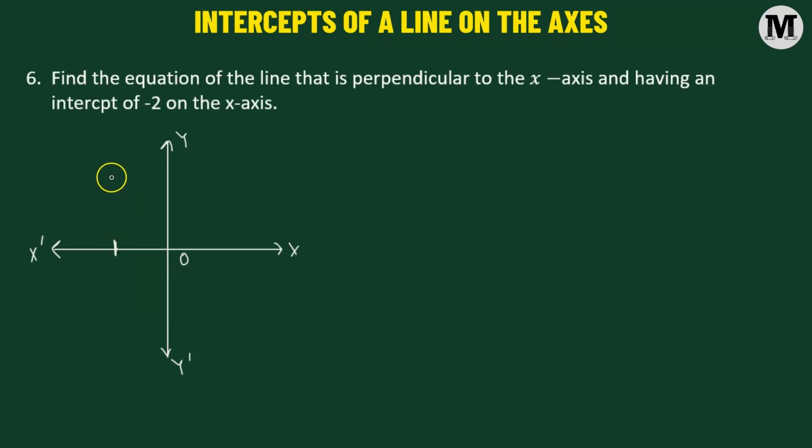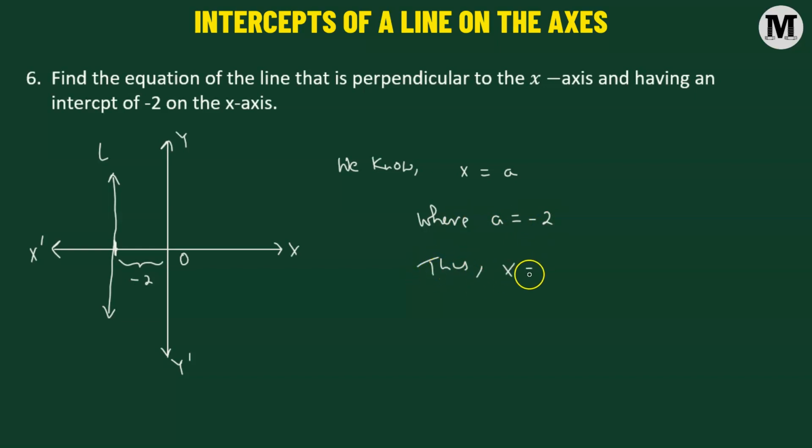So here we have the line L, which is perpendicular to the x-axis, and it is going to have an x-intercept of -2. Our goal will be to determine the equation of this line. Now we know that whenever we have a line that is parallel to the y-axis, its equation is given by x equals a, where the value of a is provided to us. That's nothing but the x-intercept, which has a value of -2, which means that the equation of the line is going to be x equals -2.